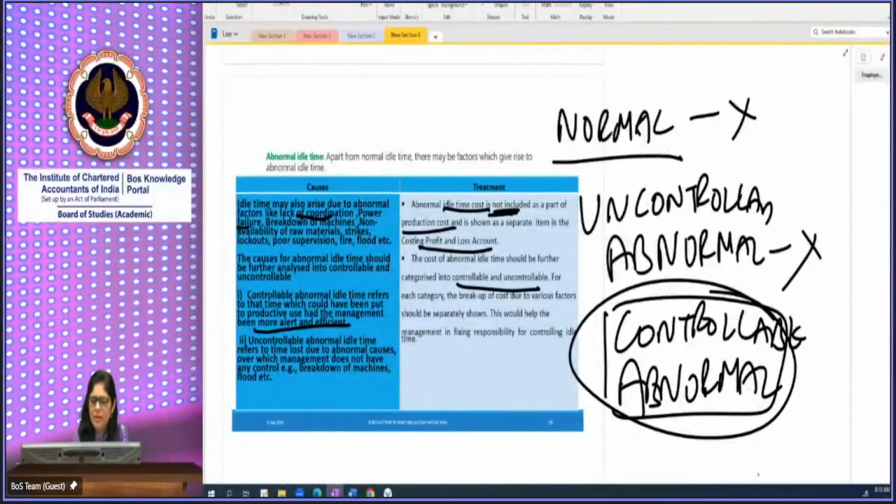Again, controllable and uncontrollable, there are different factors. We divide controllable and uncontrollable, and abnormal time should be controllable, but again it is occurring. Who is responsible for that? That is important. So controllable abnormal idle time is important to monitor, and we have to keep a check on this. So we'll take a break here for 7 to 10 minutes. Just revise all the concepts we have done so that we'll start with some practical questions. You will understand the concept better. Let us break for 5 to 10 minutes and then come back later. Thank you.